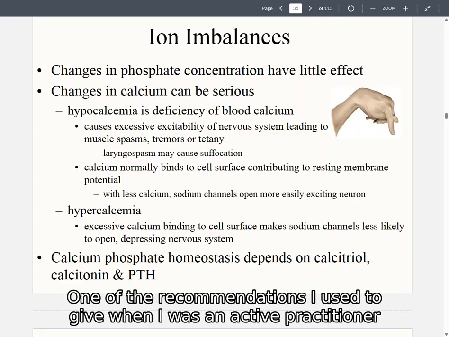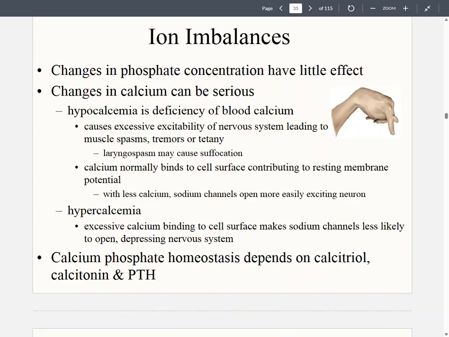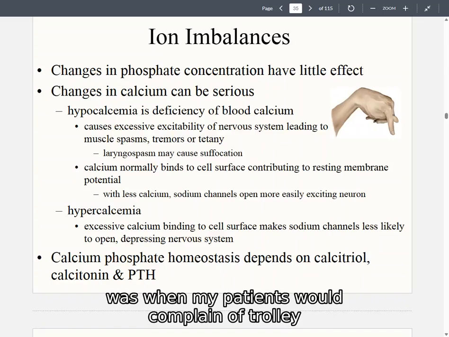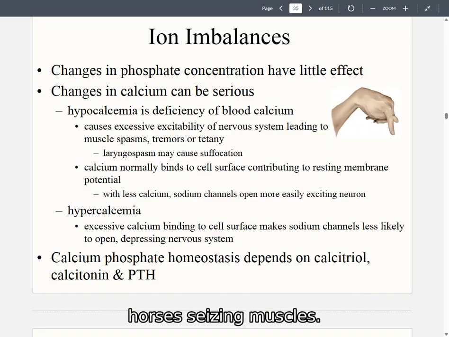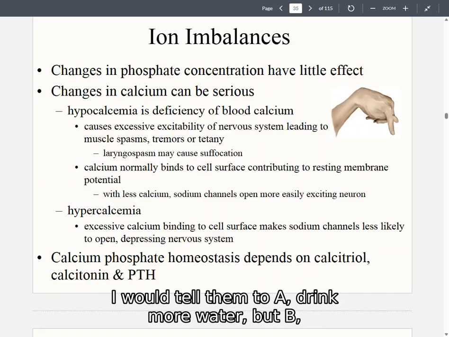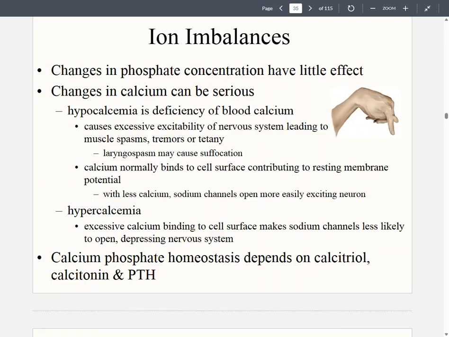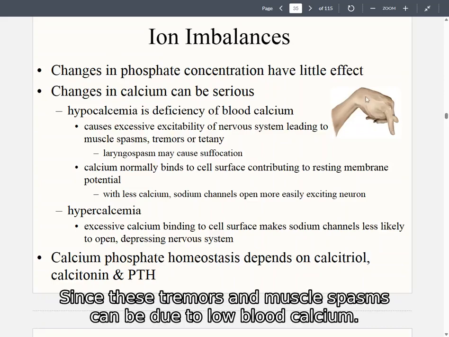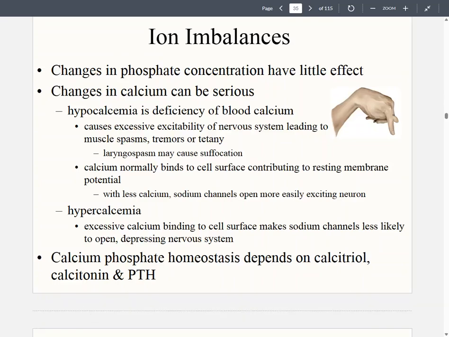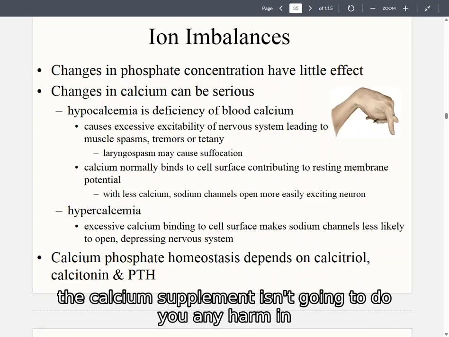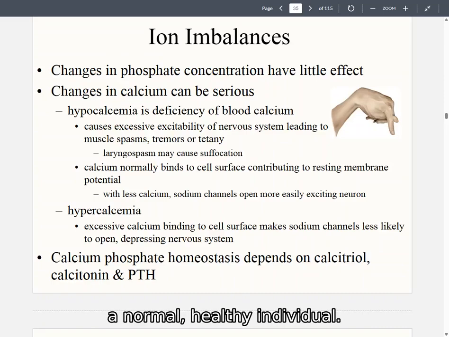One of the recommendations I used to give when I was an active practitioner was when my patients would complain of Charlie horses, seizing muscles, I would tell them to A, drink more water, but B, take a calcium supplement, since these tremors and muscle spasms can be due to low blood calcium. If it's not due to low blood calcium, the calcium supplement isn't going to do you any harm in a normal, healthy individual.